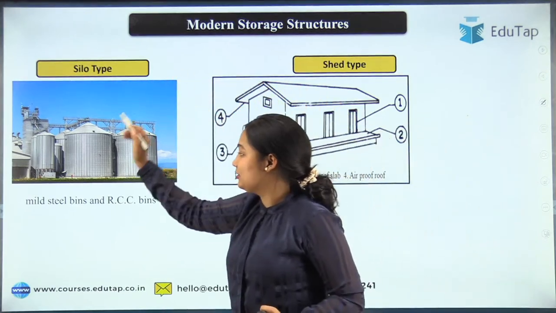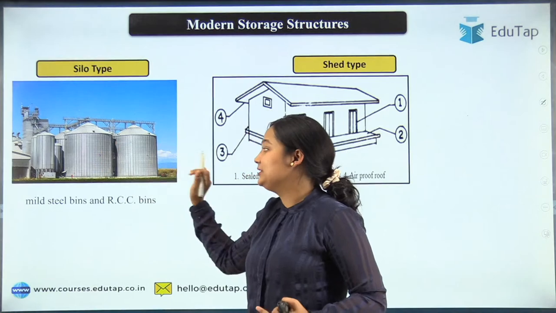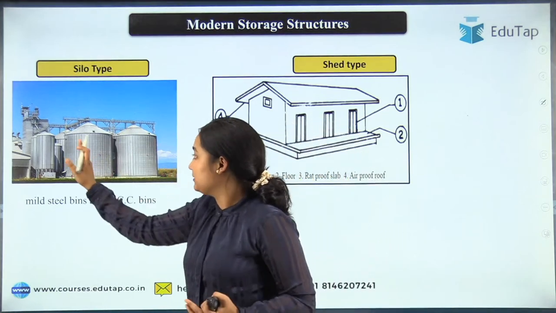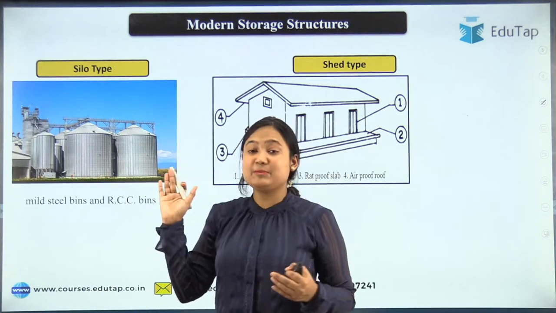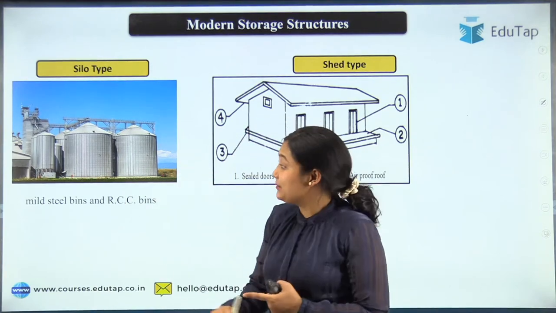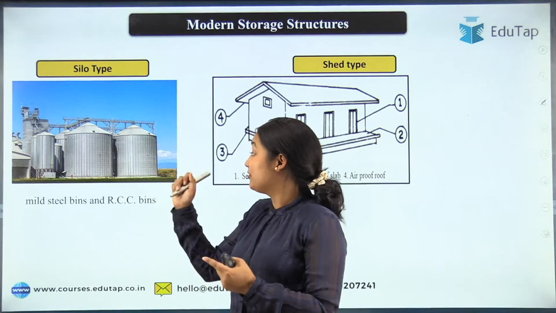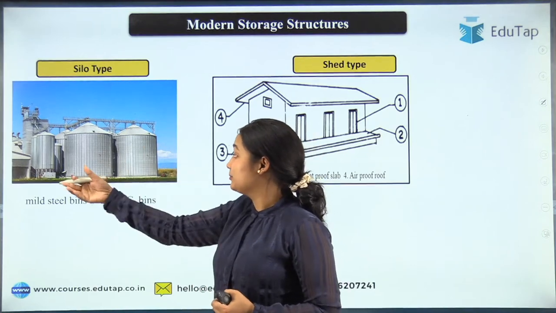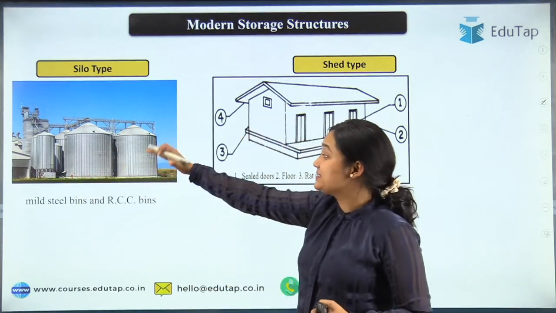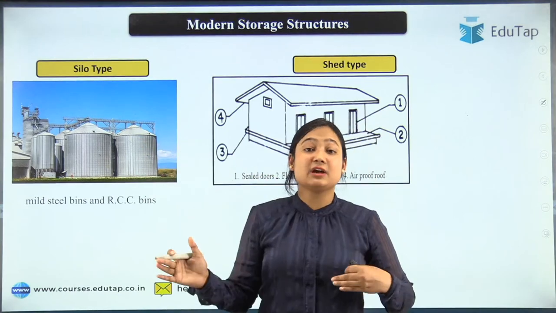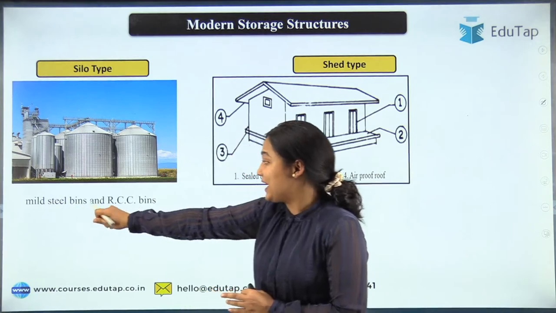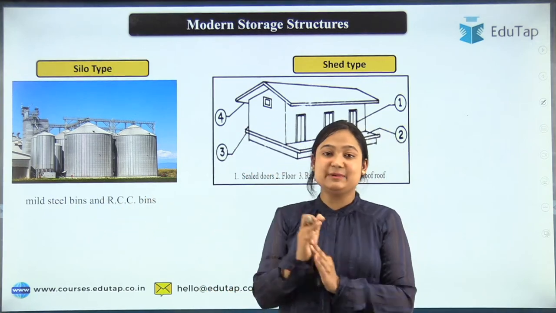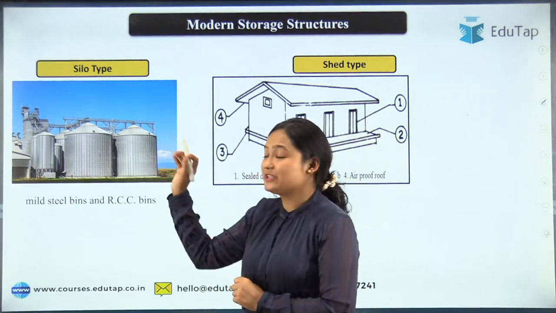Now talking about the silo type, you can see in the picture, these are the silo type. So these are the metal bins. In other countries or worldwide, these bins can be made up of anything. They can be made up of aluminium, asbestos or steels or good graded steels, RCC, cement, anything. But when we are talking about the Indian perspective, they are usually prepared by the mild steel beams and the RCC beams to prepare this particular structure.